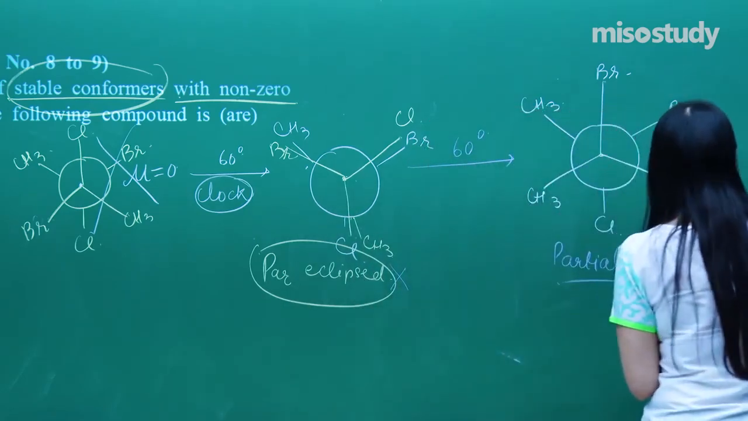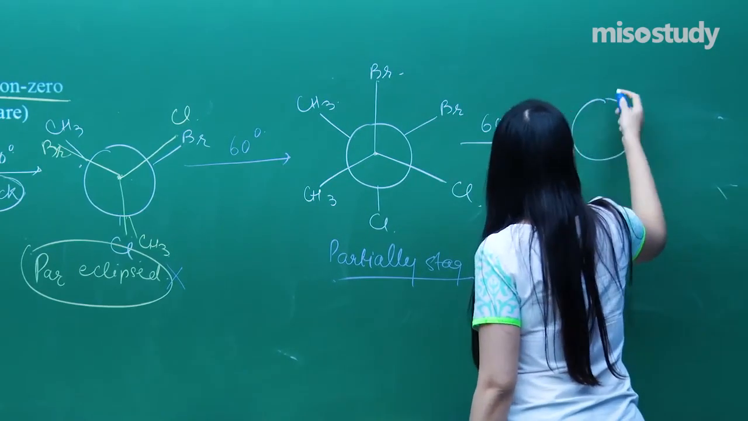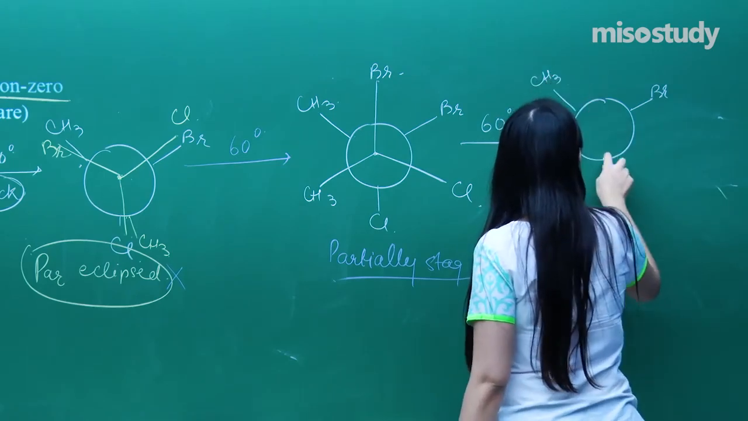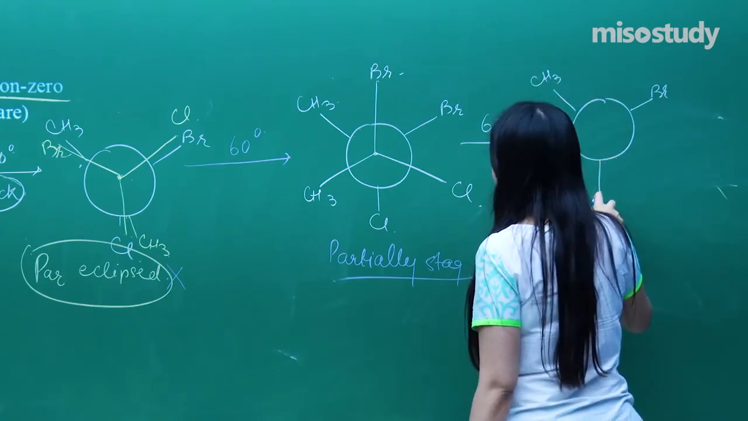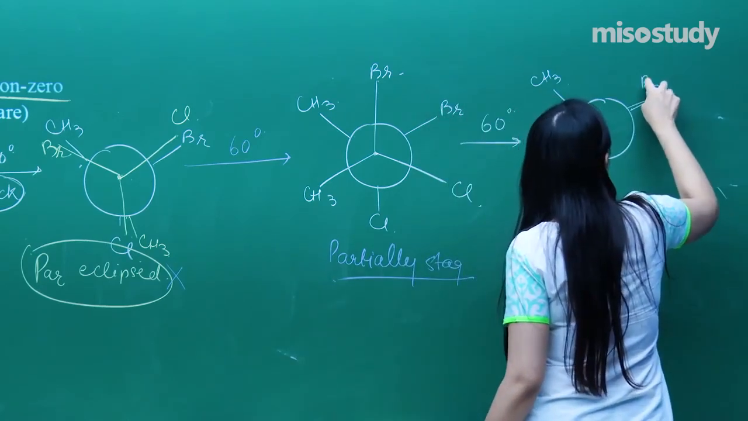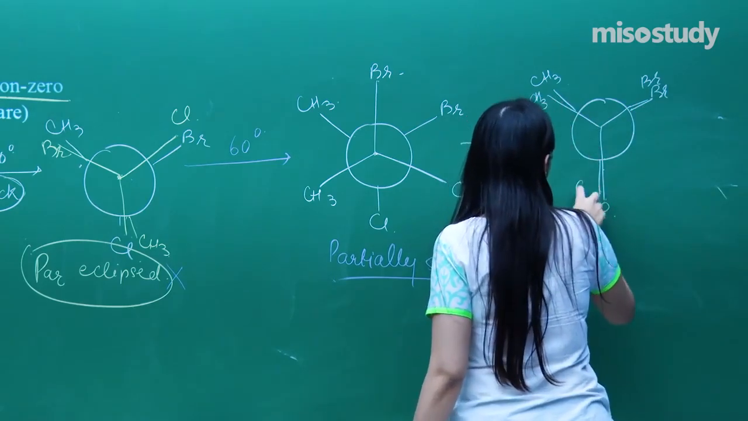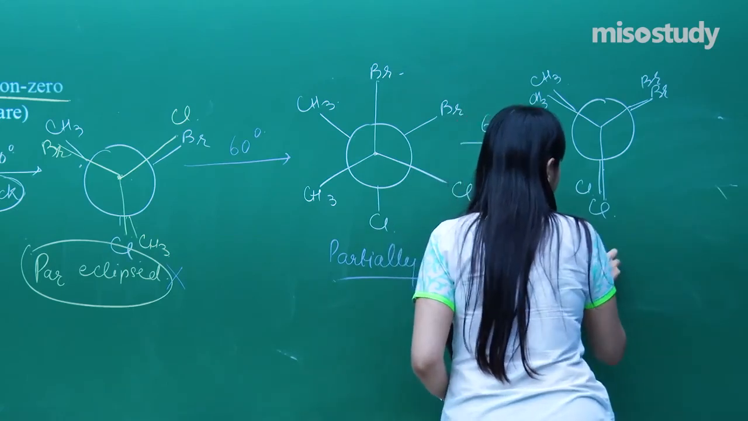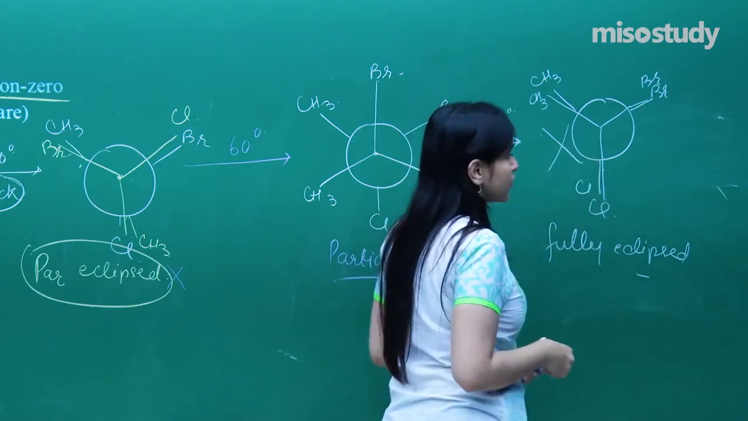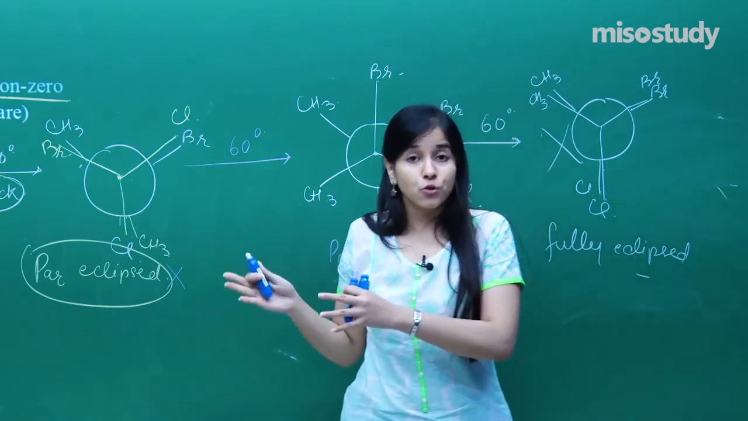Let's move on to the next structure. What do we have? Again fixing the back side. And again what we will get is, yes, it would be fully eclipsed. Now we are getting CH3 and Cl. So that is fully eclipsed. Again we do not need that. So I need to have such 60 degree rotations and so on.